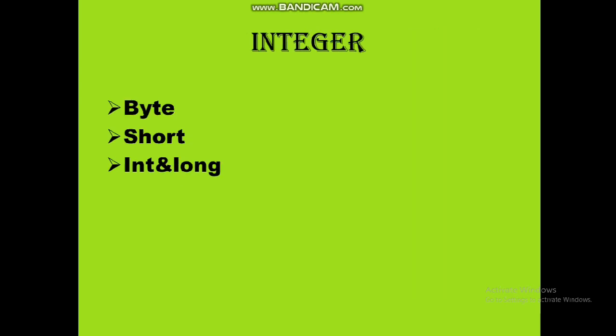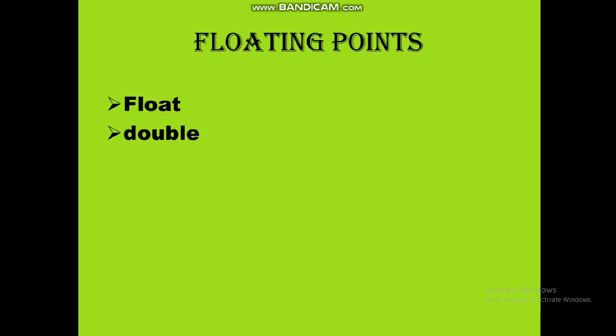Coming to the floating point and integer, before that we are going to see about integer. Integers consist of byte, short, int and long. And the floating points are nothing but float and double, that is nothing but fractional precision, and the characters are nothing but letters and numbers.